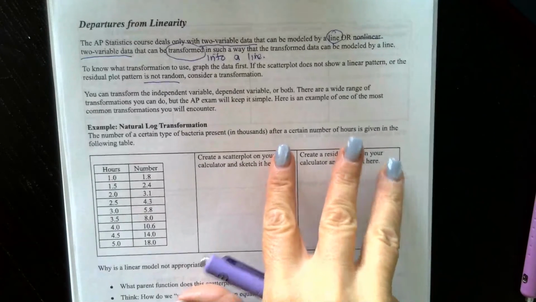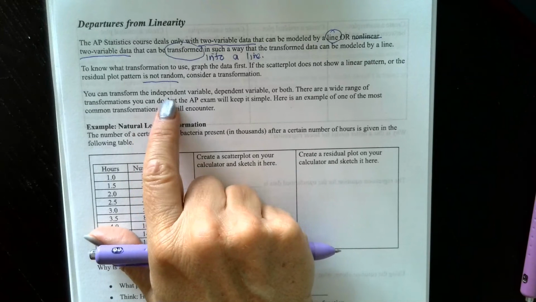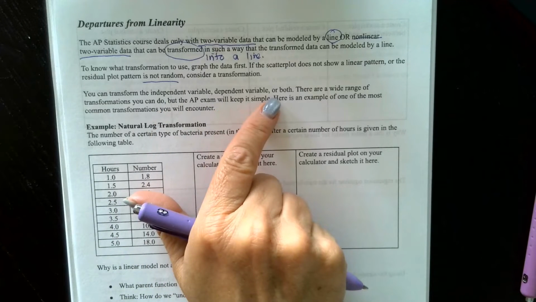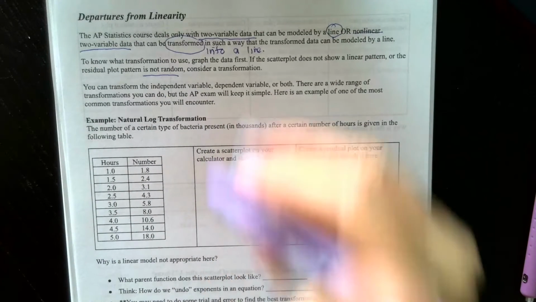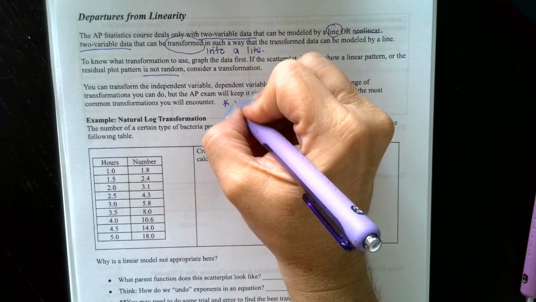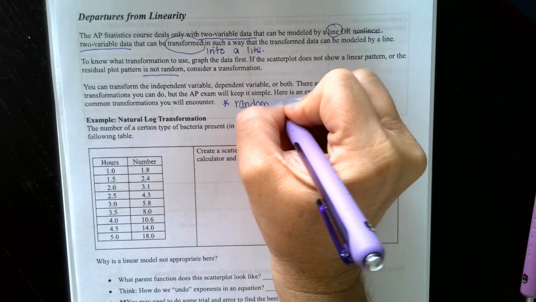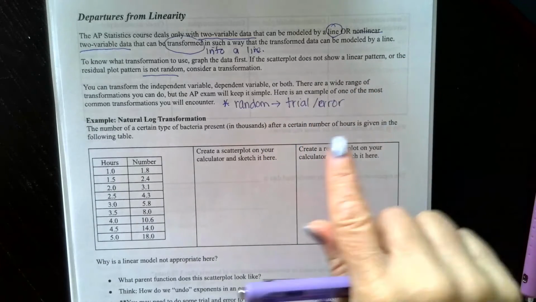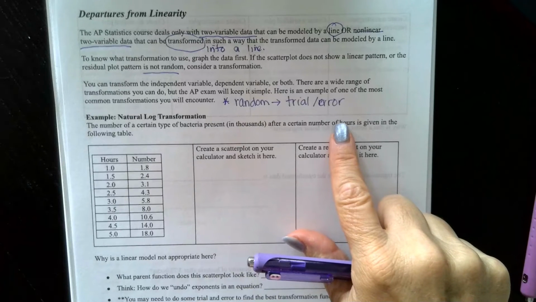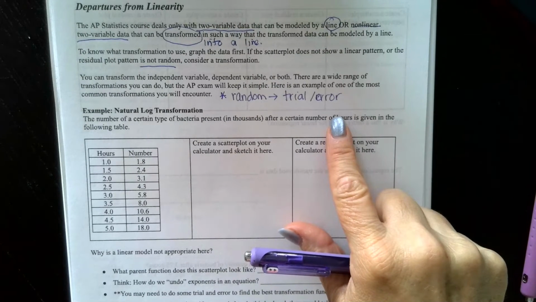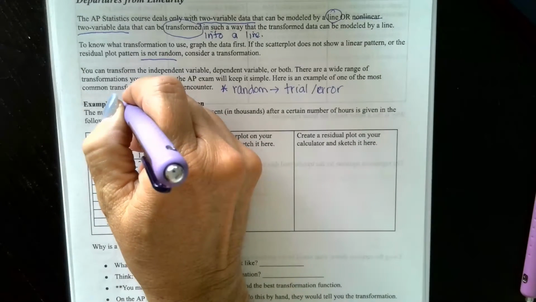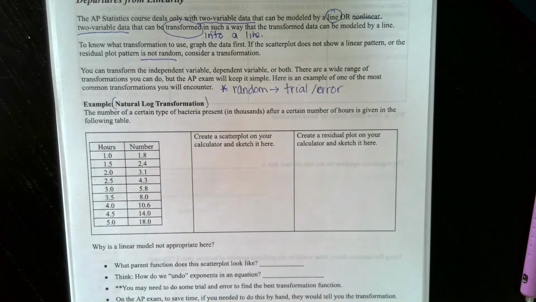Okay, now here's the part that gets crazy. The transformation can happen on the independent variable, the dependent variable, or both. All right, here is the hard part. When you're doing this, it is completely random. Now, when I say random, what I mean is you have to do trial and error sometimes to know which type of transformation to use. And I'm going to show you an example of this today so that you can see how sometimes it doesn't really matter, okay? So this says natural log transformation, and we're not just going to do natural log. So we're going to do both.